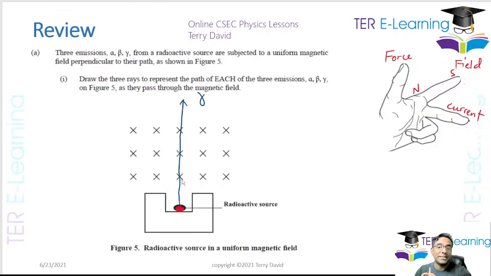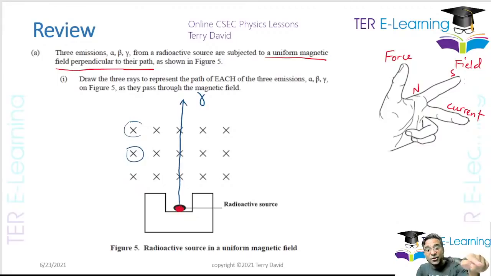Now here it is. You all need to understand this diagram. You see these X's here? That gives you the direction of the magnetic field. And here's what the question is saying. The question says, these particles are subjected to a uniform field perpendicular to their path, right? Now, every time we use an X to represent a magnetic field, it means that the magnetic field is going into the screen. So you're all watching my screen right now, right? So the magnetic field is going into the paper or into the slide, right?